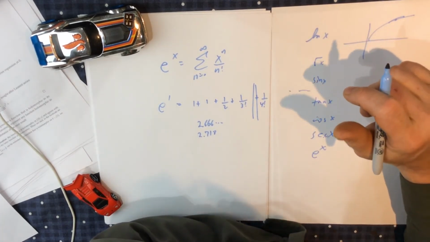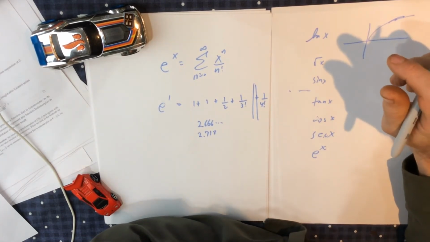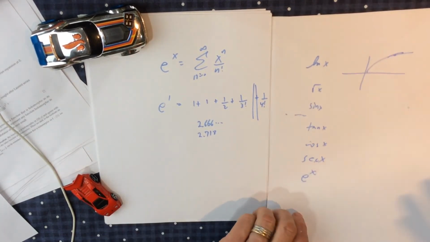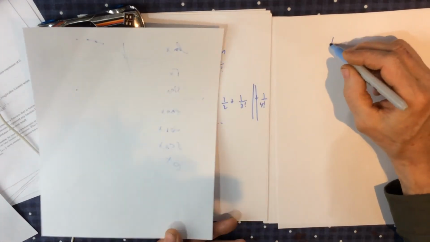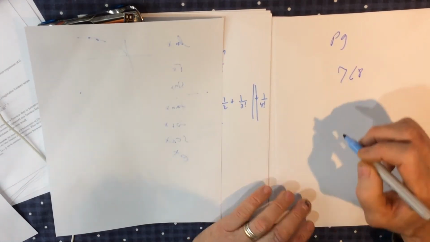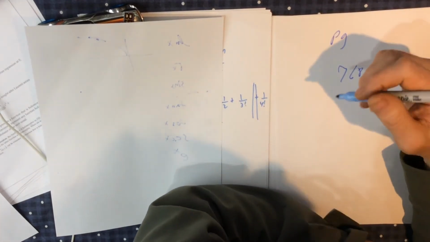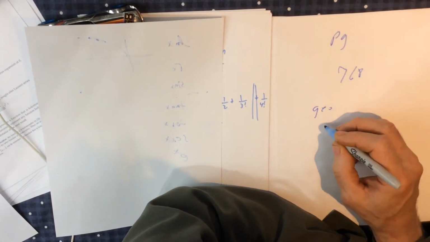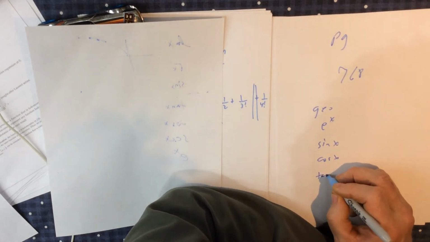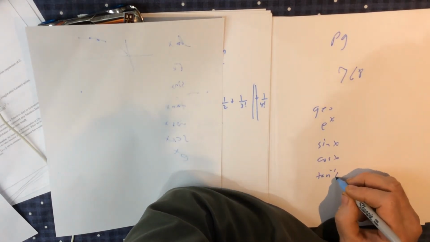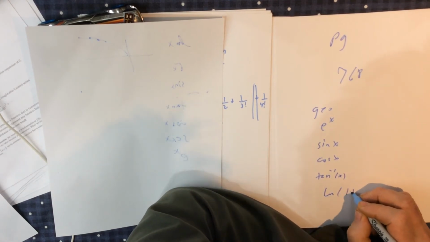So some of the more interesting series, we should actually just state that we know. If you look on page 768, we have a list of the geometric, the exponential, the sine, the cosine, the tangent, the arctangent, log of 1 plus x.